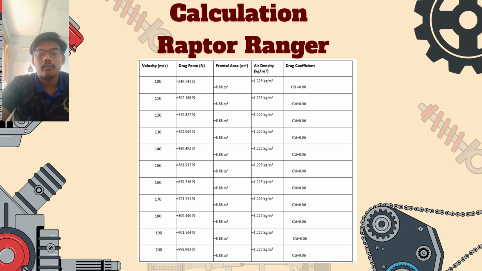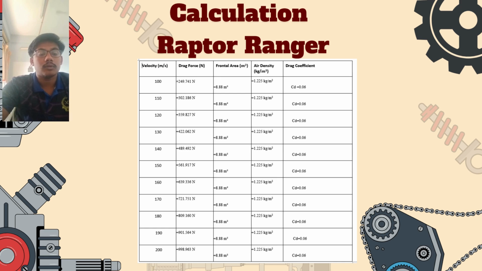So let me see the drag force only. For under 20 velocity we got 359.827 Newton. And for under 30 velocity we got 422.062 Newton. For under 40 we got 489.492 Newton. For under 50 we got 561.917 Newton. And for under 60 we got 639.336. Okay, as we see, the same also.